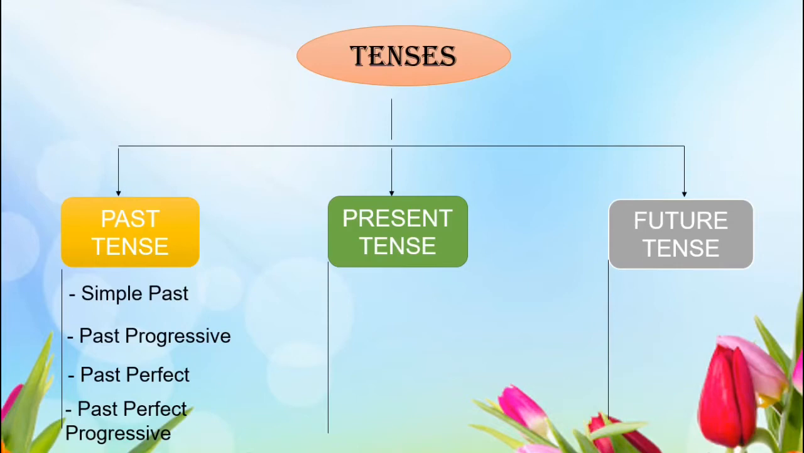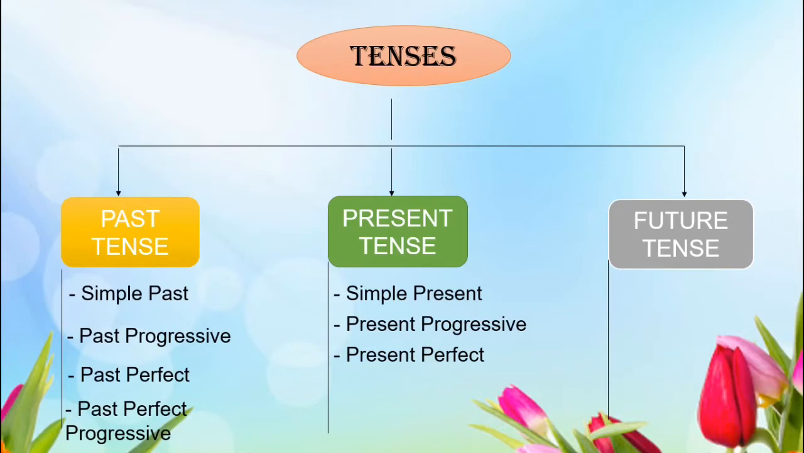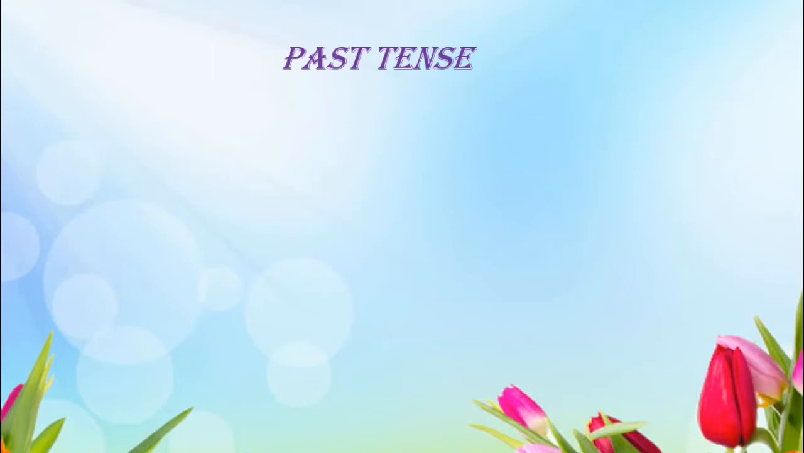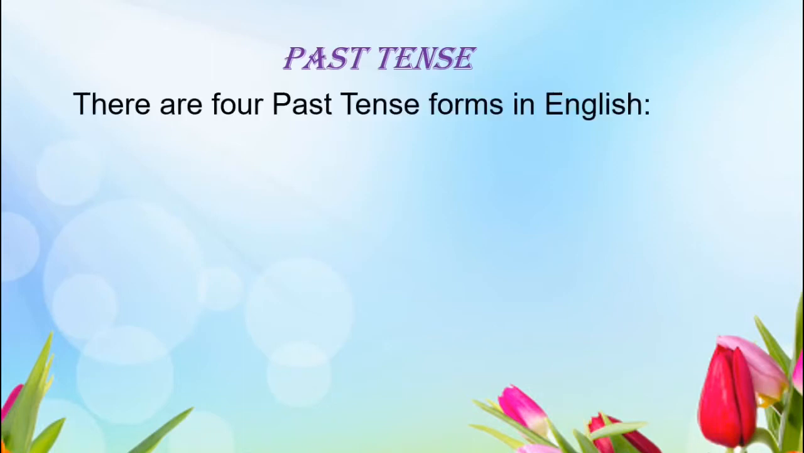Similarly, in present tense, we have simple present tense, then present progressive tense or present continuous tense, present perfect tense, present perfect progressive or present perfect continuous tense. Likewise, in future tense, we have simple future tense, future progressive tense, future perfect tense, and future perfect progressive tense. Let's now first understand the past tense in detail.